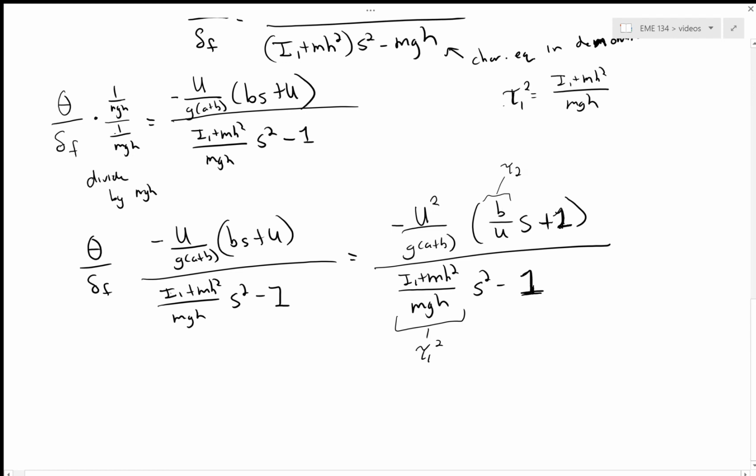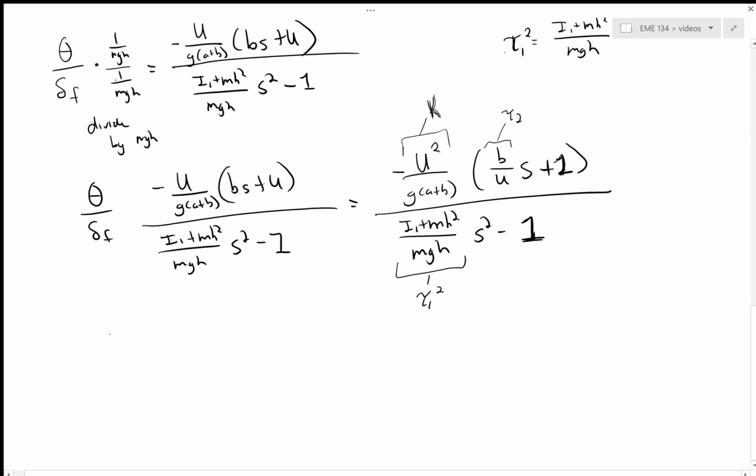And then this term, not including the negative sign, we're going to call k, a simple multiplier, or a gain. So we can call this k the gain of the transfer function, and then we have the two polynomial chunks written in terms of these time constants. So what does that look like? We have then negative k times tau 2 s plus 1, over tau 1 squared s squared minus 1.